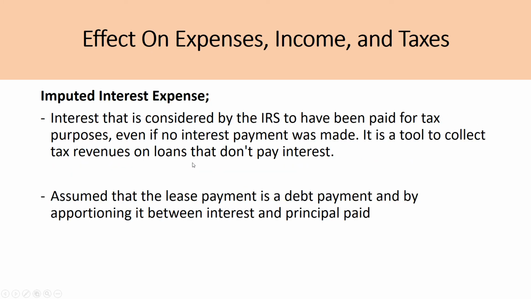Okay, so imputed interest expense. It is the interest that is considered by the IRS to have been paid for tax purposes, even if no interest payment was made. It is a tool to collect tax revenues on loans that do not pay interest. It is assumed that the lease payment is a debt payment, apportioned between interest and principal paid.